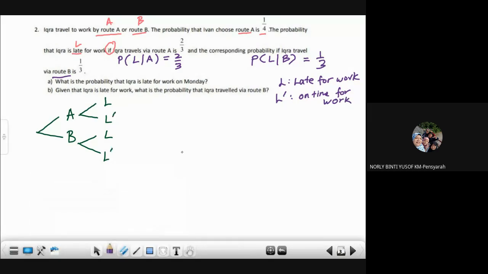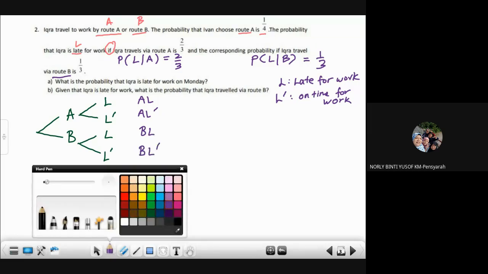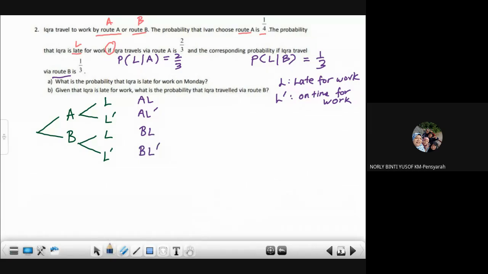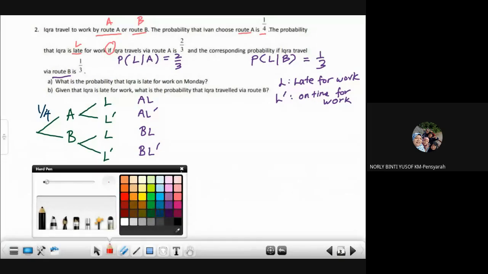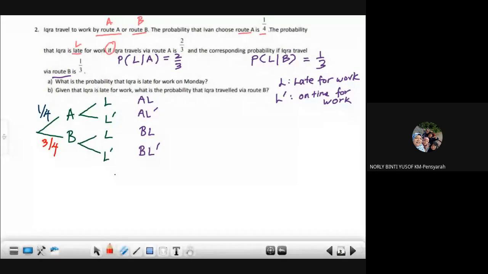Okay, so then you take out the outcome. Okay, and put the probability value. So road A is 1/4. Based on the first given value, 1/4. So road B dia tak bagi. Tapi you know that the total probability untuk satu cabang ni adalah 1. So 1 minus 1/4, you will got 3/4.